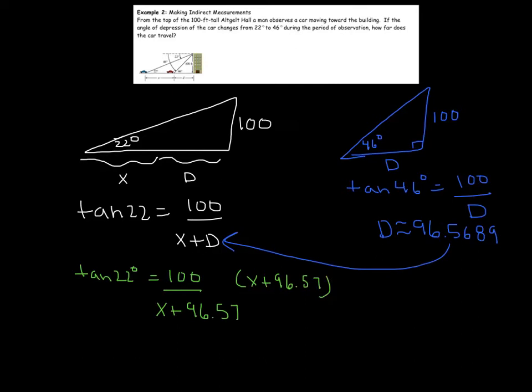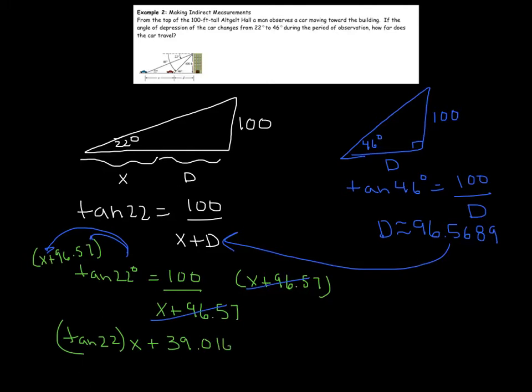And we'll multiply it over here as well. So x plus 96.57. And so then we're going to distribute this into both of those terms. Here it will cancel. And so we have tangent of 22 degrees times x plus tangent of 22 times 96 is going to give us 39.0164. And that is equal to 100.